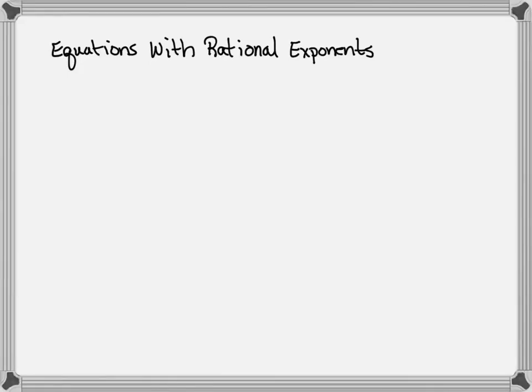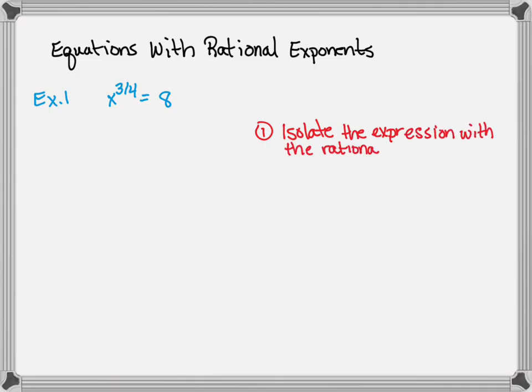Equations with rational exponents. Our first example is x to the 3/4 equals 8. So first, we would isolate the expression with the rational exponent. Our expression is already isolated, so we're just going to rewrite it here. If we needed to isolate it, we would.